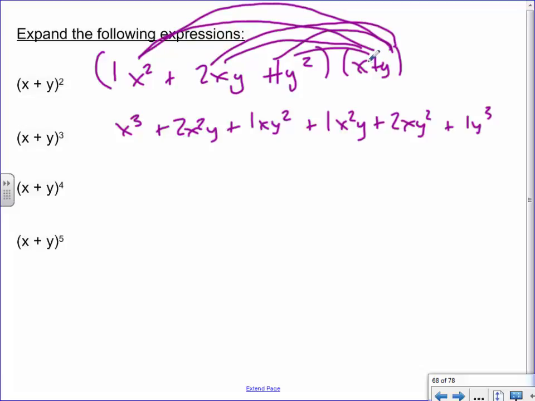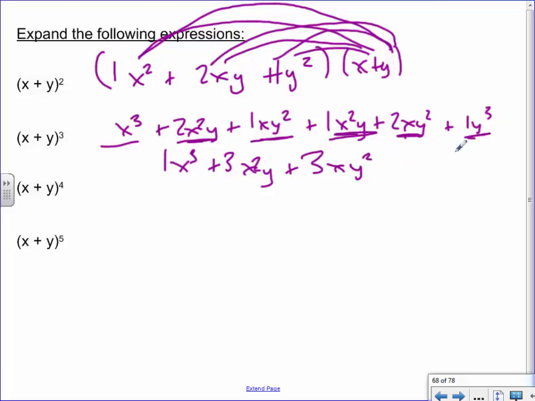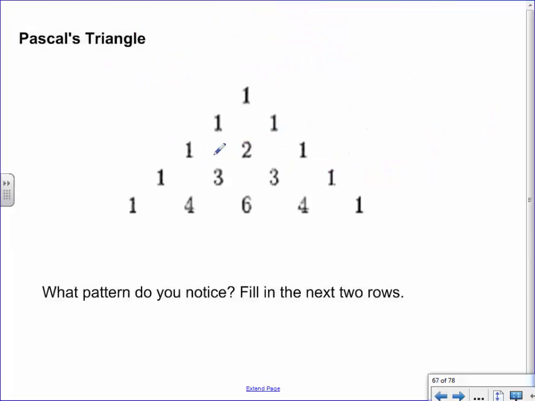Assuming you agree with all my foiling here, let's combine like terms. What we have then is 1x to the 3. What's this guy here? This guy and this guy right here. There's a 3x squared y. This one right here and this one right here, there's also 3 x's with the y squared. And then there's 1 y to the 3rd. Look at the coefficients. 1, 3, 3, 1. 1, 2, 1. 1, 3, 3.